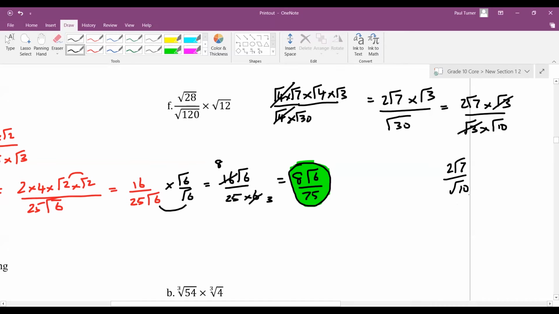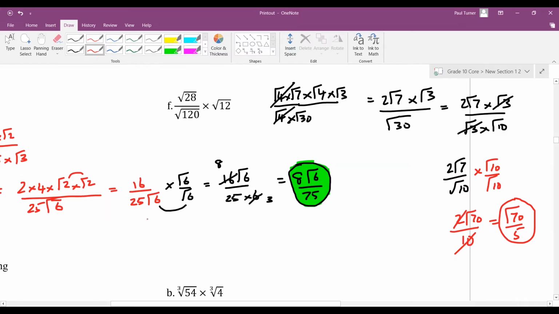And as we have a root in the denominator, and normally we don't like roots in the denominator here, we'll multiply by root 10 top and bottom, because root 10 on root 10 is 1. So the number's not going to change, is it? So you'll end up with 2 root 70 on root 10 times root 10 is 10. So you'll end up with root 70 on 5 when you cancel the 2 and 10. So that's the answer for that one there.